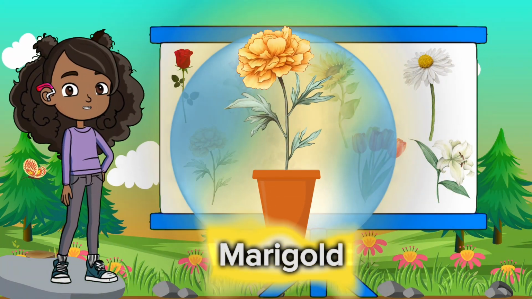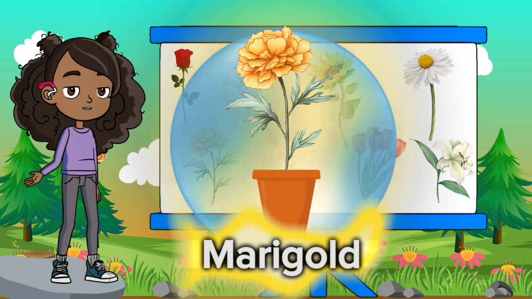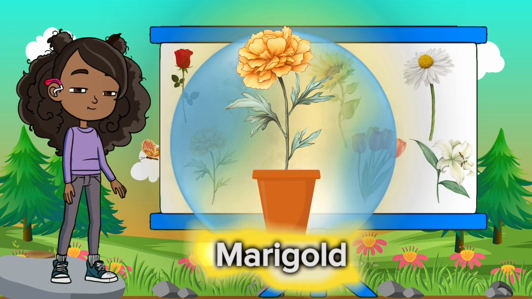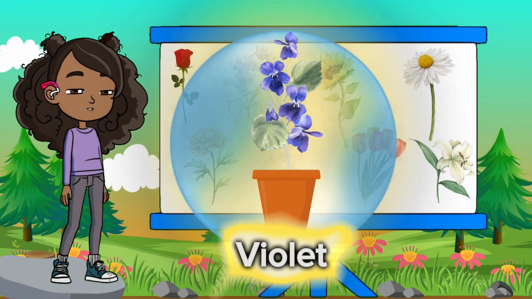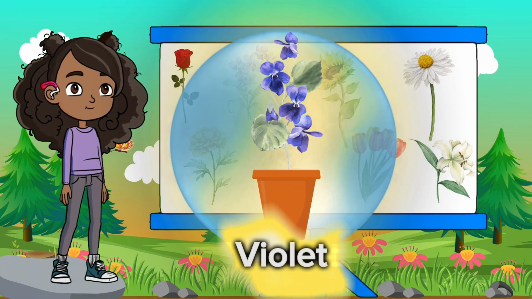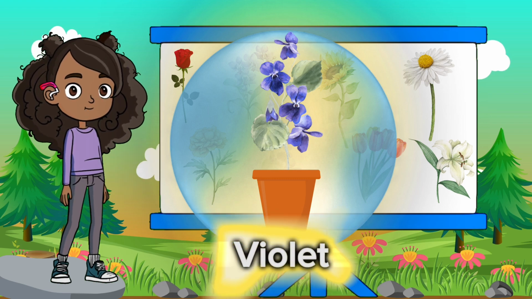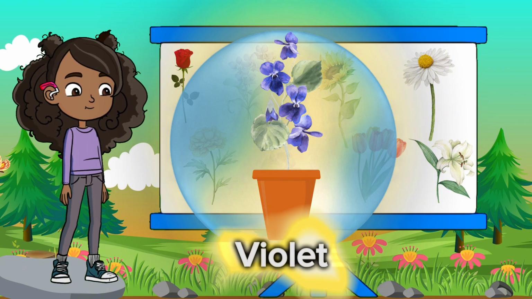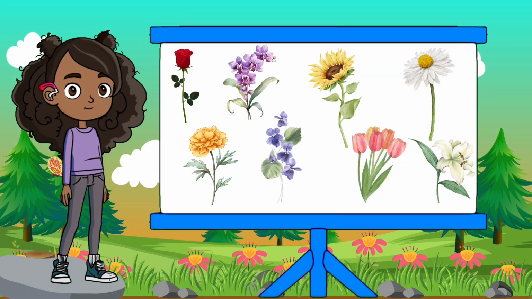M is for marigold. M-A-R-I-G-O-L-D. Marigold. This is a marigold. V is for violet. V-I-O-L-E-T. Violet. Here's a pretty violet.